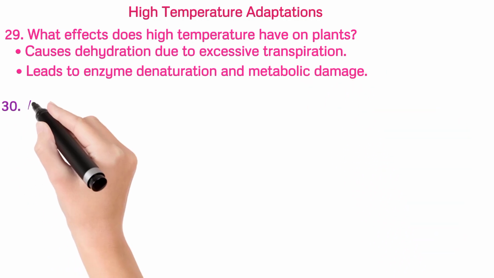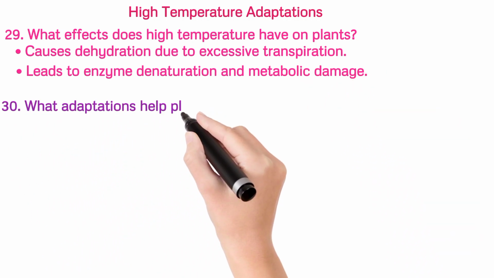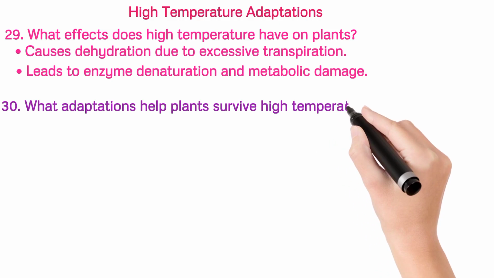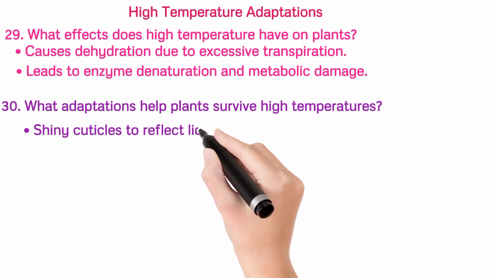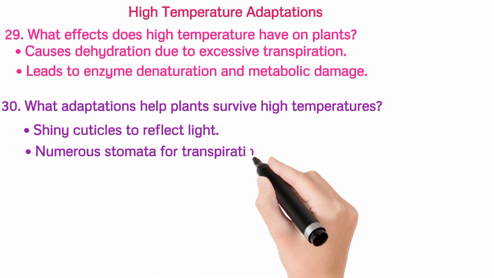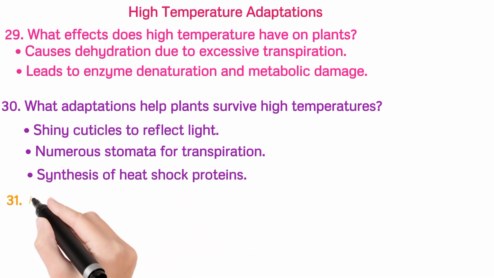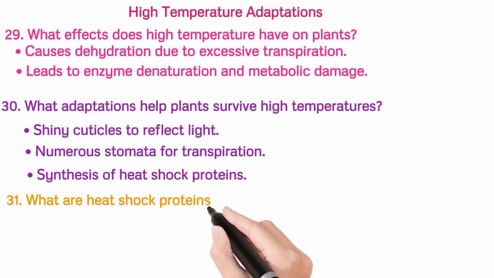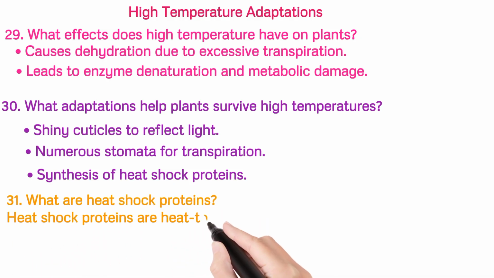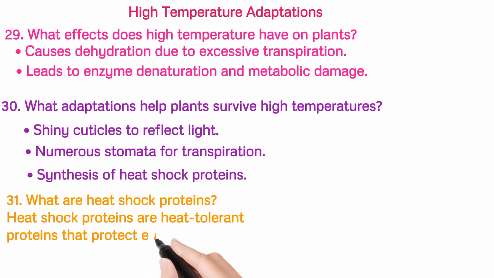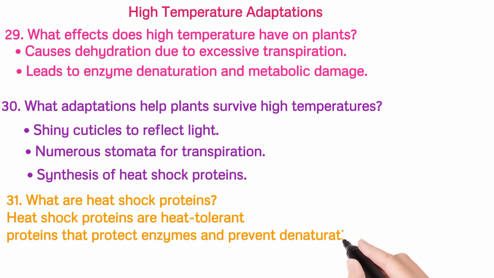30. What adaptations help plants survive high temperatures? Shiny cuticles to reflect light. Numerous stomata for transpiration. Synthesis of heat shock proteins. 31. What are heat shock proteins? Heat shock proteins are heat-tolerant proteins that protect enzymes and prevent denaturation.